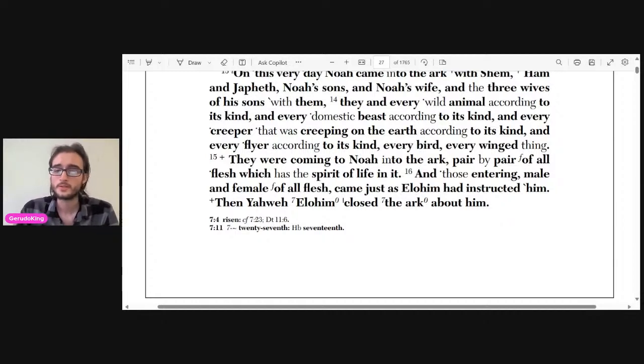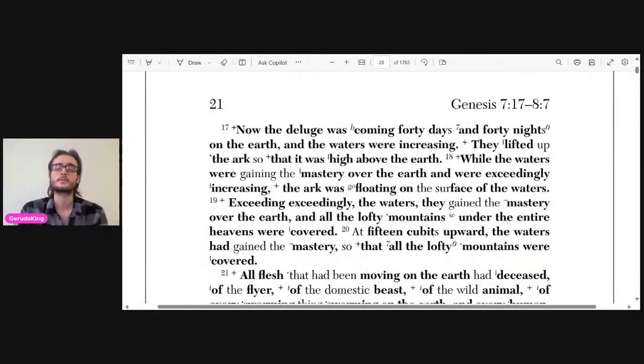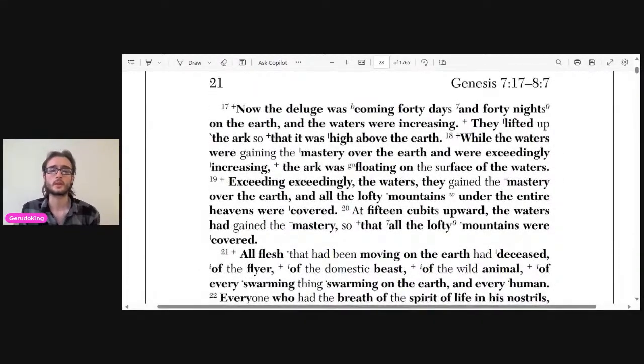They were coming to Noah into the ark, pair by pair, of all flesh which has the spirit of life in it. And those entering, male and female of all flesh, came just as Elohim had instructed him. Then Yahweh Elohim closed the ark about him. Now the deluge was coming 40 days and 40 nights on the earth, and the waters were increasing.